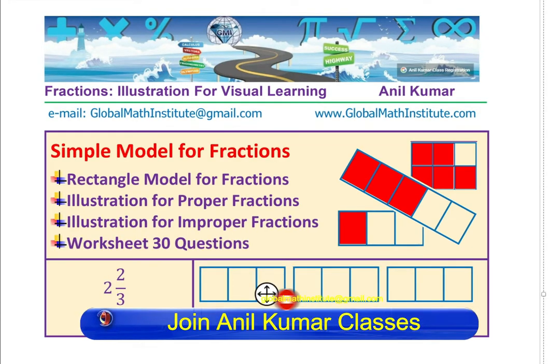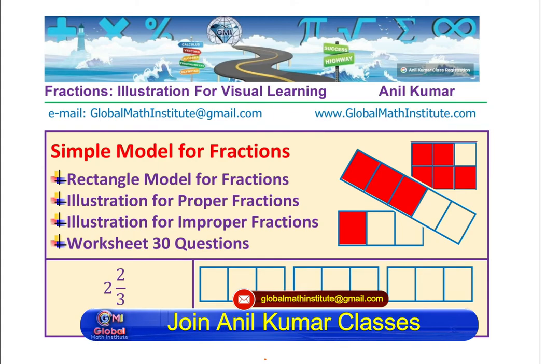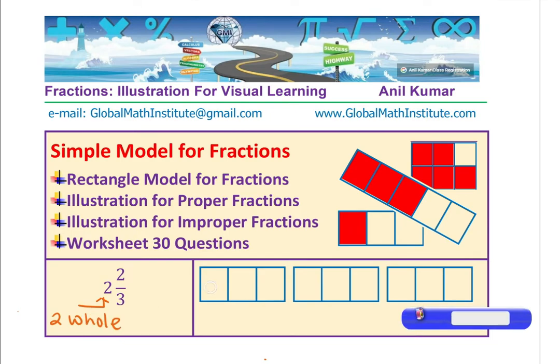Next one is the mixed number. 2 full, right? So this 2 is 2 whole. As you have seen, we have 3 parts here, right? But 2 over 3 is the fraction part. So 3 here means divide equally.